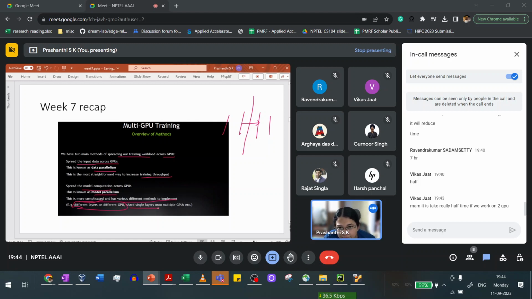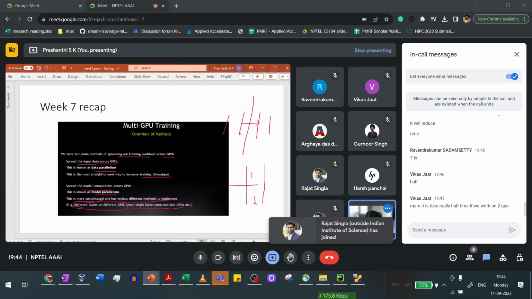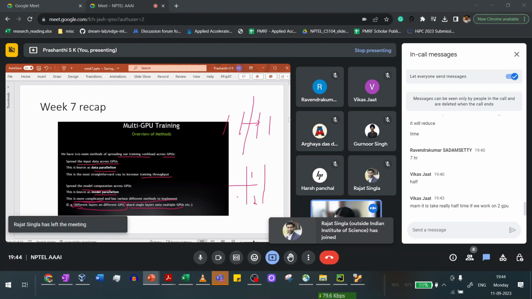The other thing I could do is also take a single layer and partition it across GPUs. For instance, if this is one layer, I can spread this layer itself across two GPUs. So that's also another way to do model parallelism.